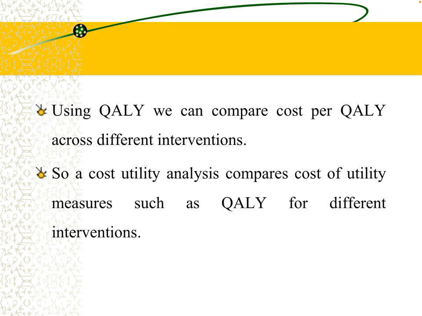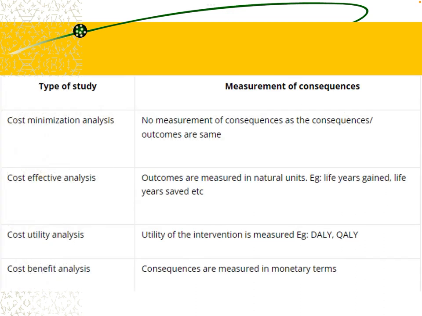Using QALY, we can compare cost per QALY across different interventions. So, cost utility analysis compares cost of utility measures such as QALY for different interventions. Now, let us see the types of study and the measurements of consequence. For cost minimization analysis, there is no measurement of consequences as the consequence or outcome is the same for all the interventions. For cost effectiveness analysis, outcomes are measured in natural units like life years gained, life years saved, etc. And for cost utility analysis, the utility of the intervention is measured.